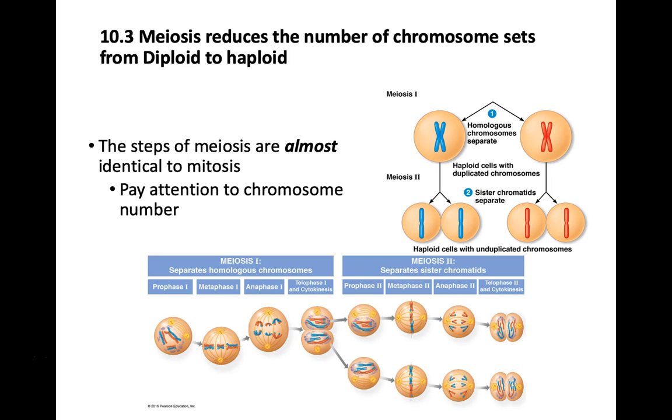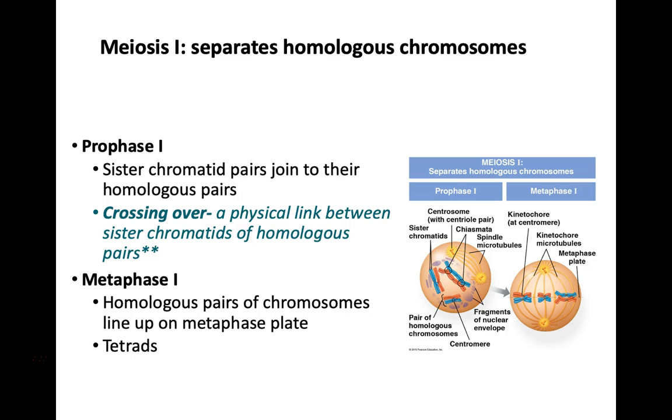So let's talk about some of the specific differences at the DNA level that happen between meiosis phase 1 and meiosis phase 2. Again, I'm not going to talk about every single step in this process. I'm going to focus on the differences between mitosis and meiosis. So in prophase 1, we see our first difference. In prophase 1, our homologous pairs of sister chromatids actually pair up.